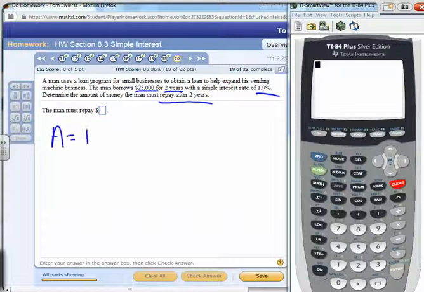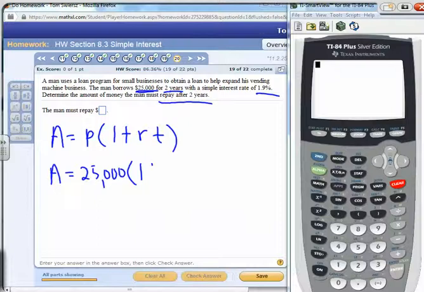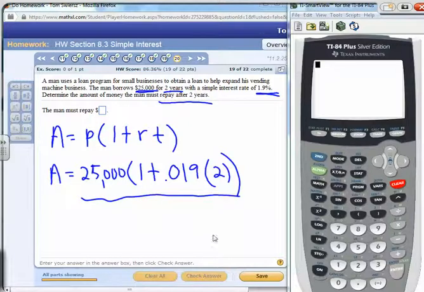So A equals P times 1 plus RT. We're trying to find A. Principal is the original amount he borrows, which is $25,000, times the number 1 plus the rate, given to be 1.9%. As a decimal that would be 0.019, move it over 2 places. And the amount of time is 2 years, so we multiply by 2. Again, we can do this all in one step on the calculator using parentheses to get the correct answer.